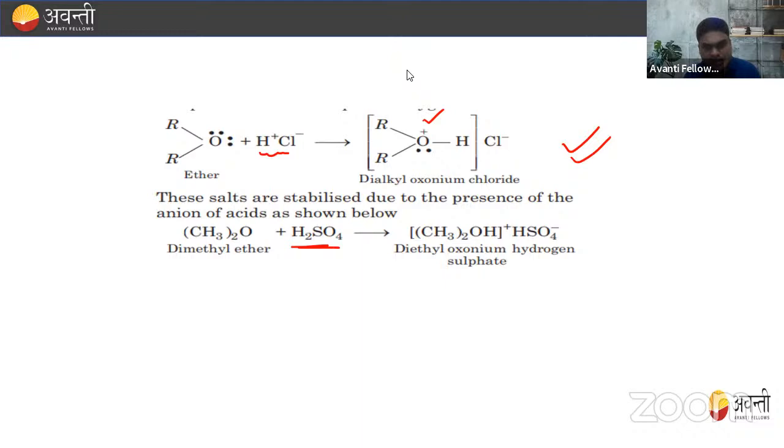Yes, GNV Shangal, good. So basically the formation of salt takes place due to the lone pair donation. Yes, beta. Osamabad, very good.